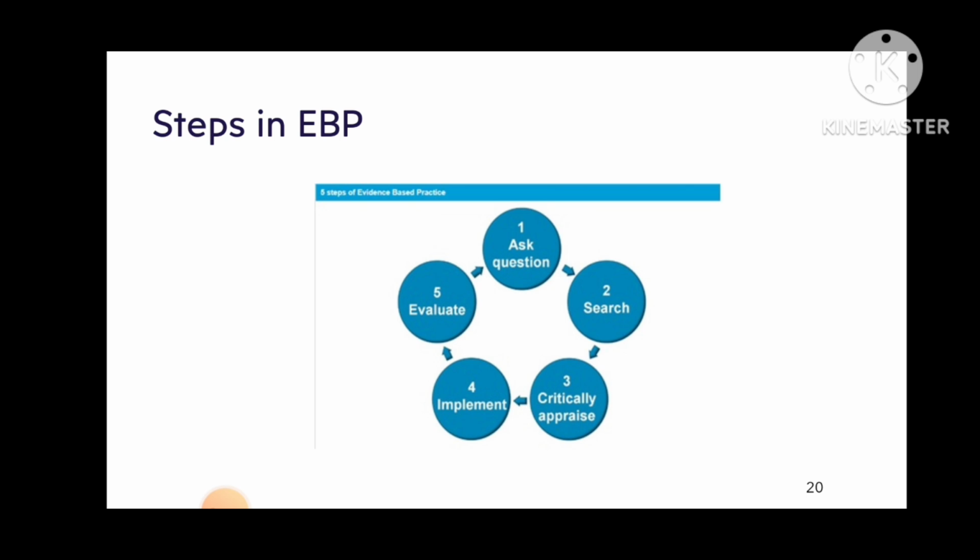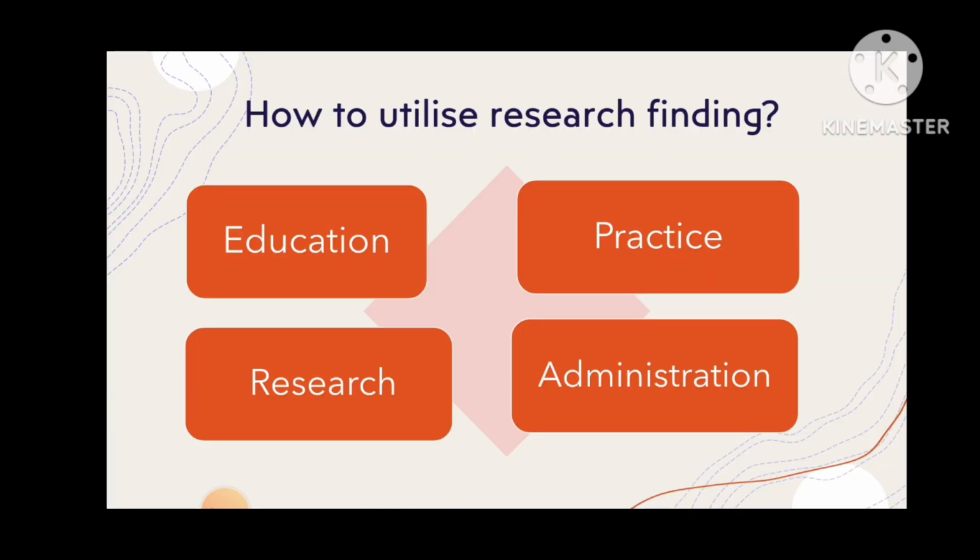First step is ask a question. Next is search the literature. Third step is critically appraise the literature. Fourth, synthesize your findings, implement those things, and finally evaluate. These are the simple steps in evidence-based practice, in any of the evidence-based practice models.